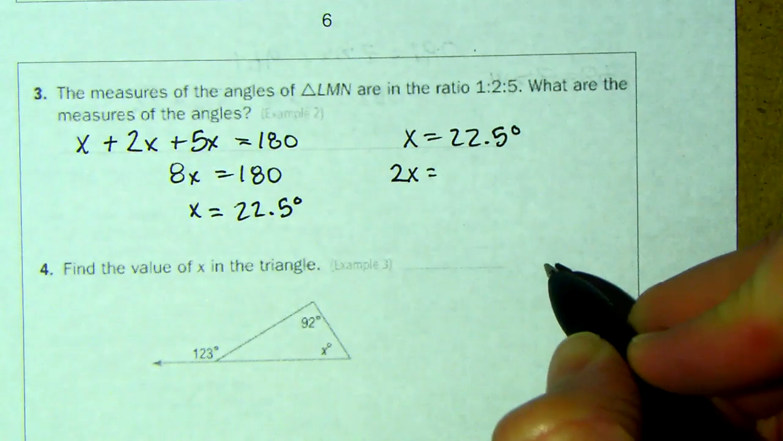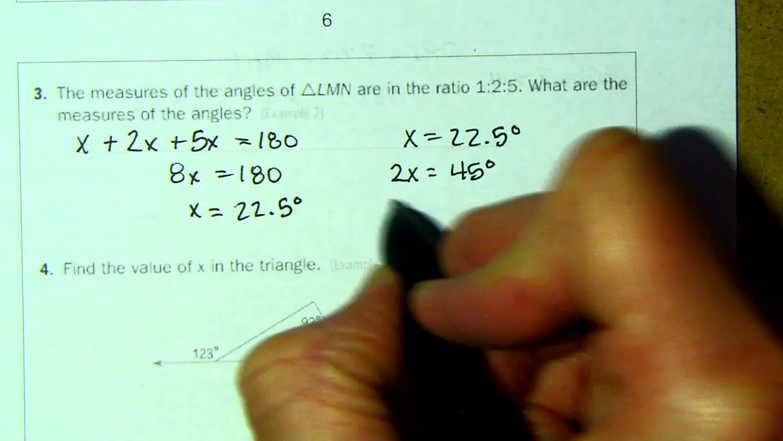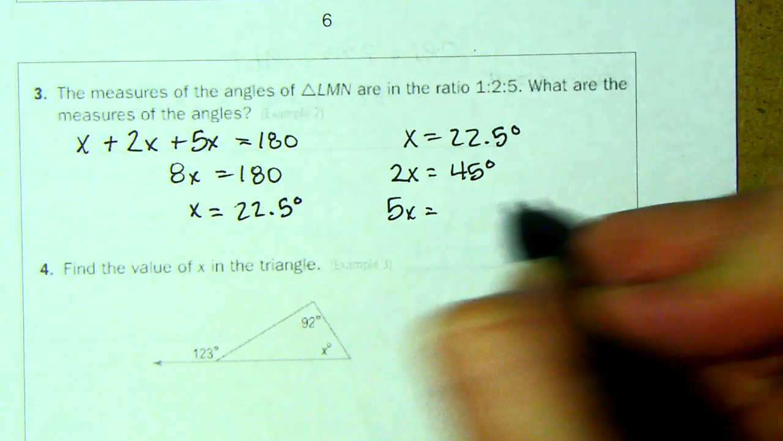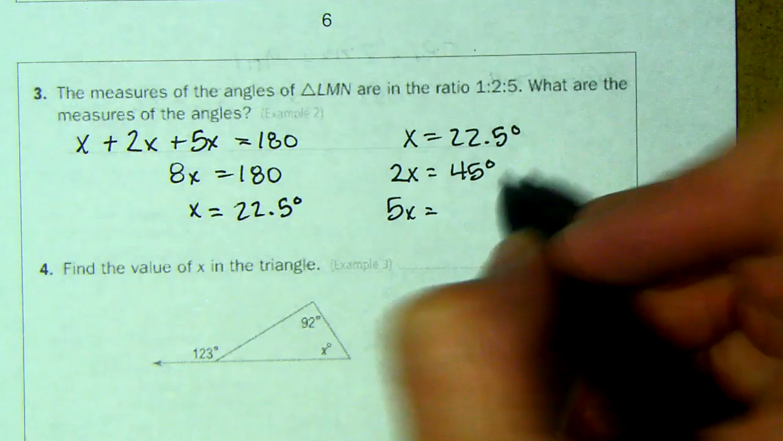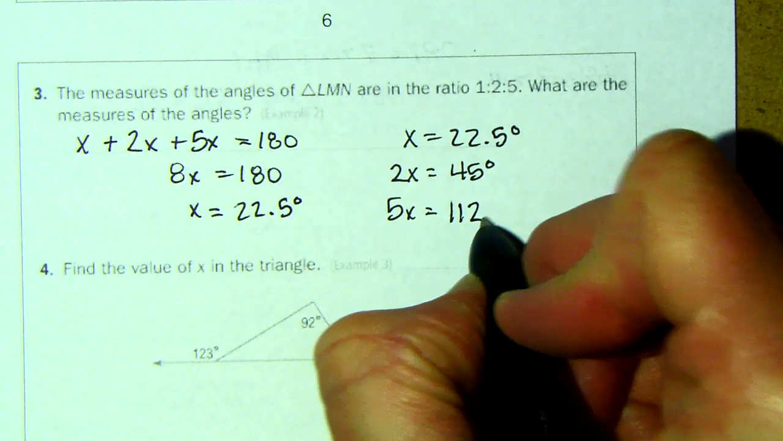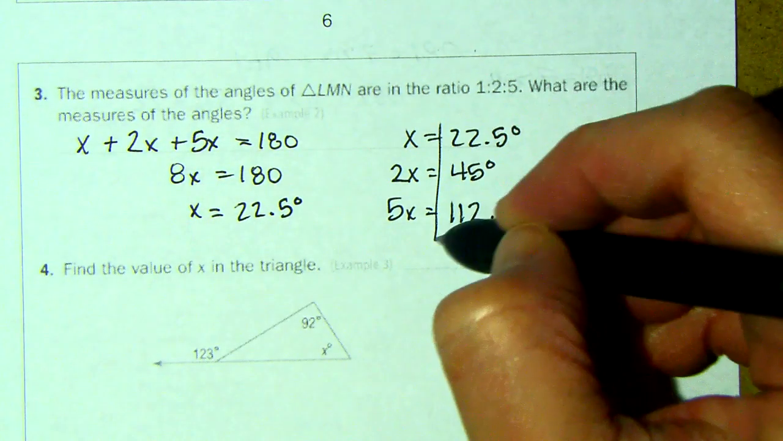2x equals 45 degrees, and 5x is going to be, okay, there you go. That sounds more like it. 112.5. Okay, there's your 3 angles.